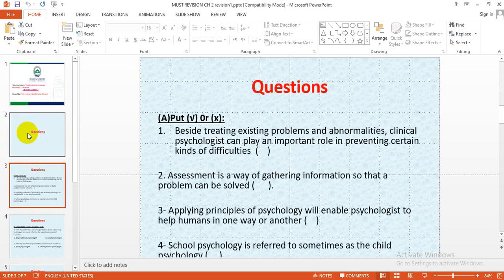The first type of questions: true or false, both true or false, and also try to correct the false statements. Okay, question number one: besides treating existing problems and abnormalities, clinical psychologists can play an important role in preventing certain kinds of difficulties. Again, the question: true or false, and correct the false statement.